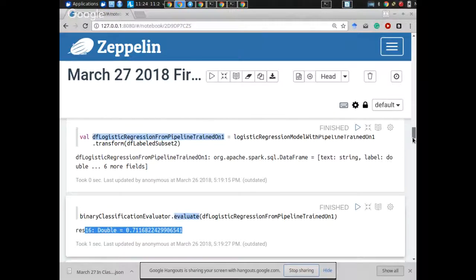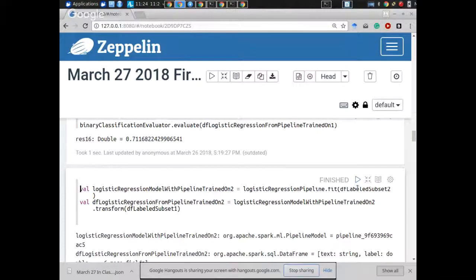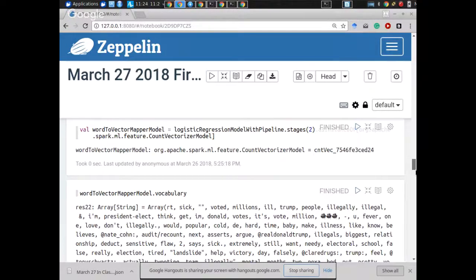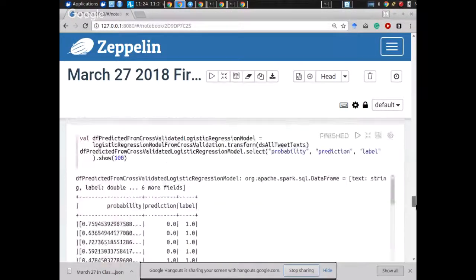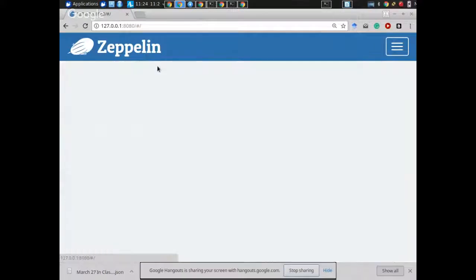So it's not that great, 0.71. Better than guessing, but still not great. And then we could do it in the reverse direction. We could fit it to label 2 and then apply it to label 1.